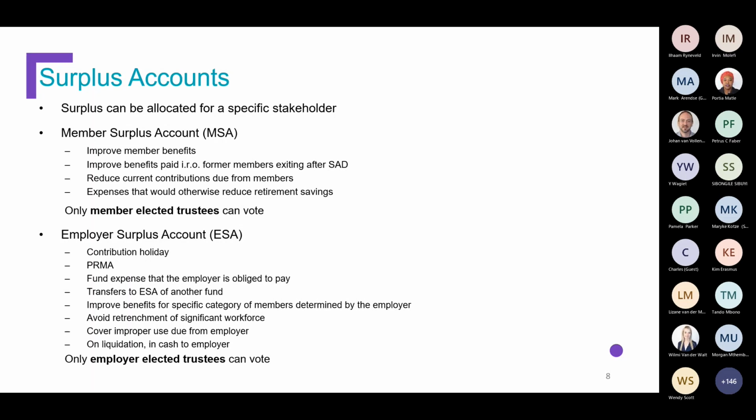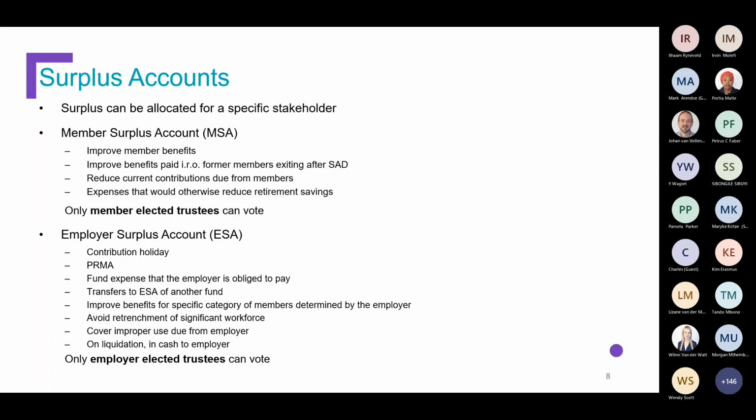And for the member surplus account, it is quite explicit that the monies allocated in this account should be used to improve member benefits: firstly, existing member benefits, and to improve the benefits due to former members that exited after the surplus apportionment date. It's also important to distinguish the former members: these are members that left the fund following the surplus apportionment date of the fund. Monies in this account can also be used to reduce the contributions due from members and expenses that would have impacted active or existing members' retirement savings.